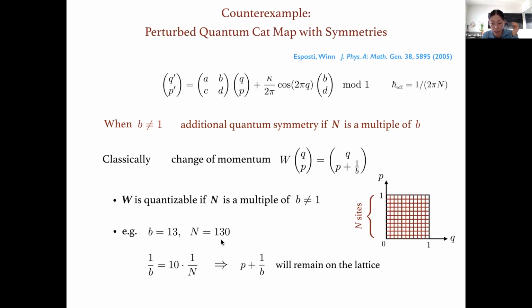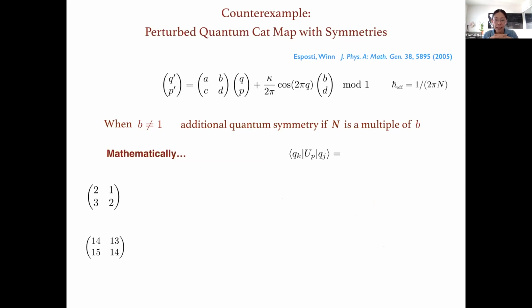If N is not a multiple of 13, then the new momentum will not remain on the lattice site, and W cannot be quantized. So that's why you need this condition of N being a multiple of B. And this symmetry is the change of shift of momentum.